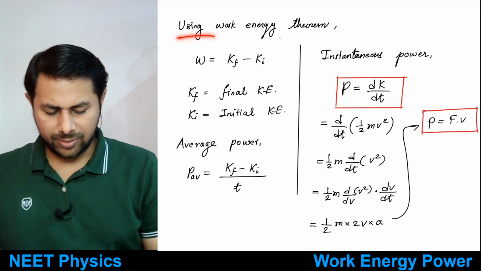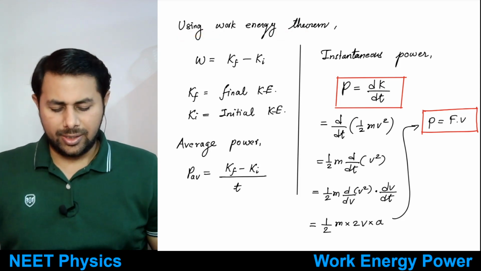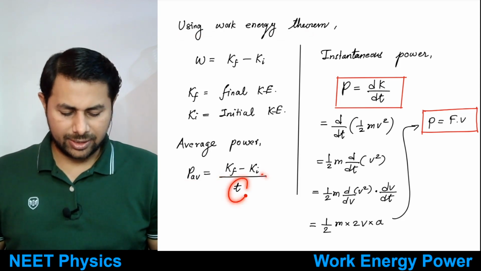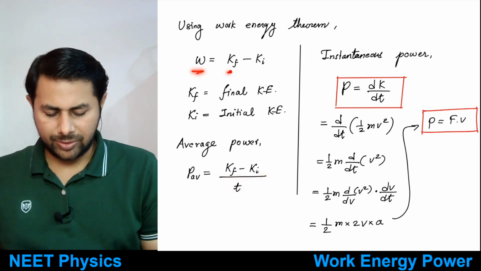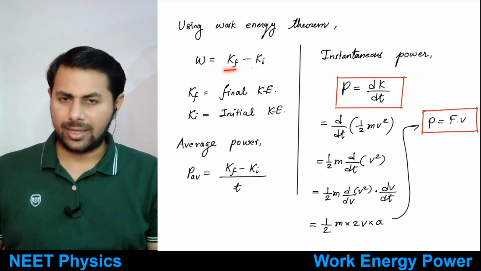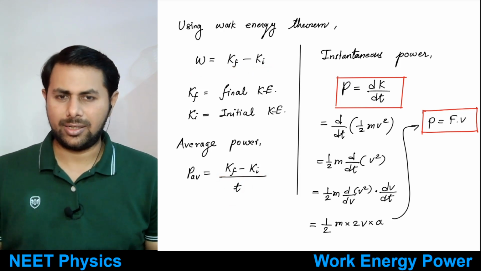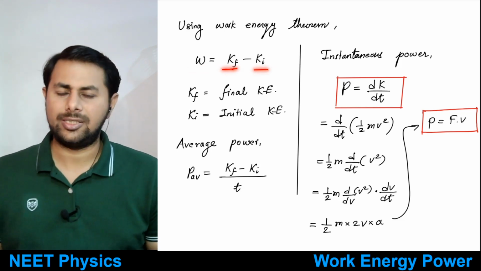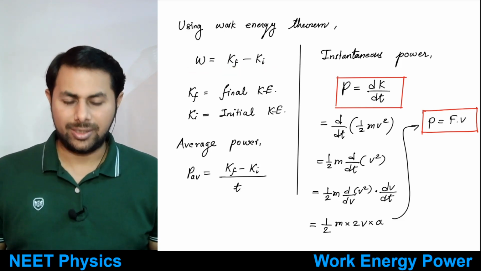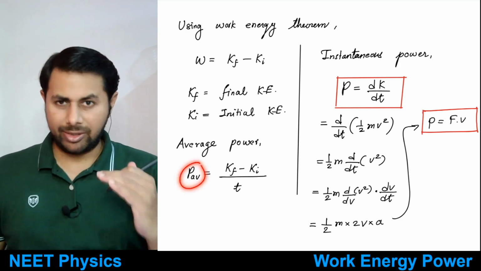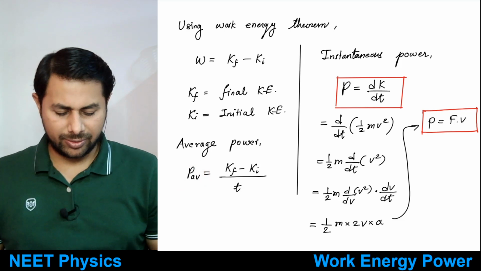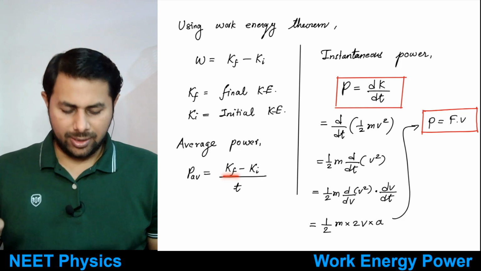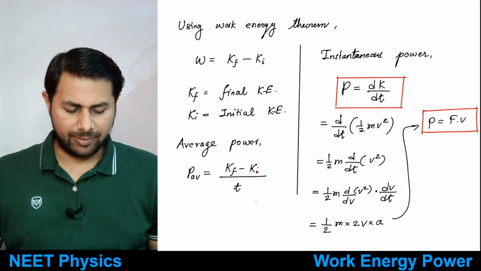So using the work energy theorem, we can say that average power is what? It is the final kinetic energy minus initial kinetic energy divided by time, because work done is equal to what? It is just equal to final kinetic energy minus the initial kinetic energy. Okay, this is the work energy theorem. Therefore, average power is just work done divided by time, so it is change in kinetic energy divided by time.